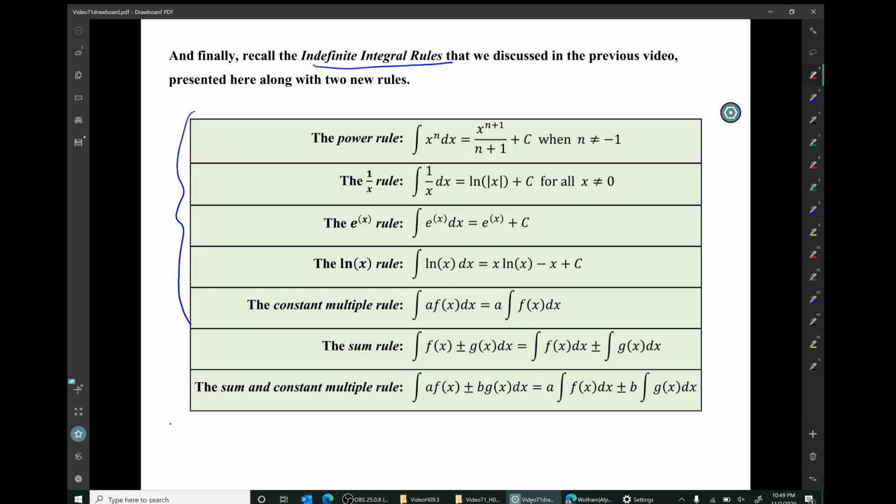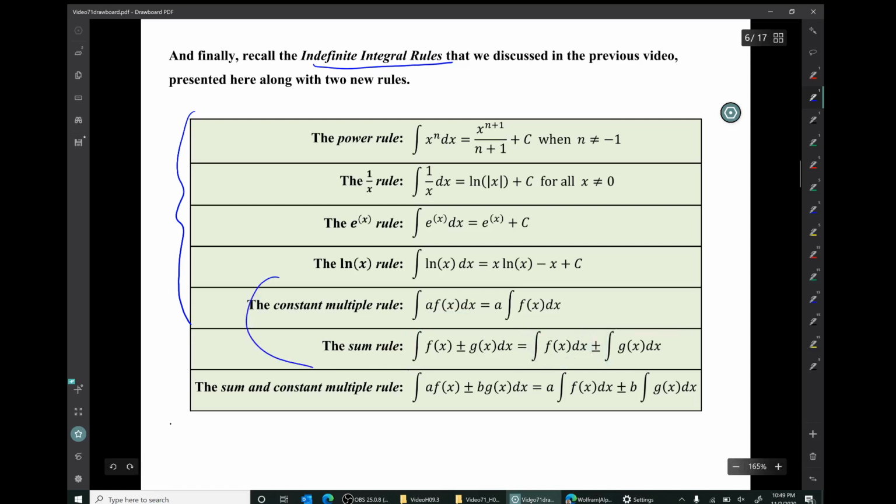Another rule that's fairly obvious is one of the new ones for today, called the sum rule. If you have an indefinite integral involving little f of x plus or minus little g of x, that indefinite integral can be broken up into two separate ones: the indefinite integral of little f of x plus or minus the indefinite integral of little g of x.